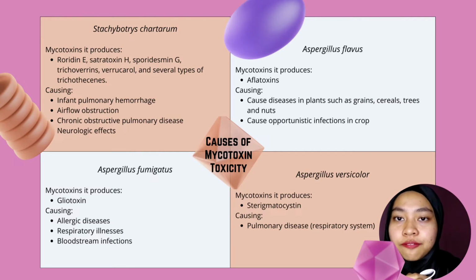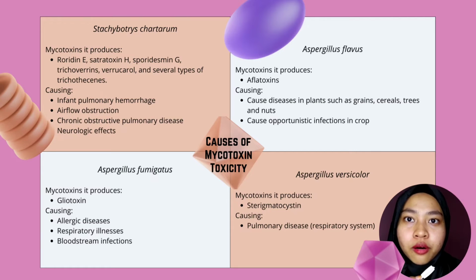Next, Aspergillus flavus can form dangerous mycotoxins known as aflatoxins. Aspergillus flavus can cause disease on many important agriculture crops and is present on host plants such as cereal grains, legumes, and tree nuts. Furthermore, the most prevalent airborne mold is Aspergillus fumigatus, a highly ubiquitous fungus which produces several mycotoxins including gliotoxin, which may cause allergic diseases, respiratory illness, and bloodstream infections.